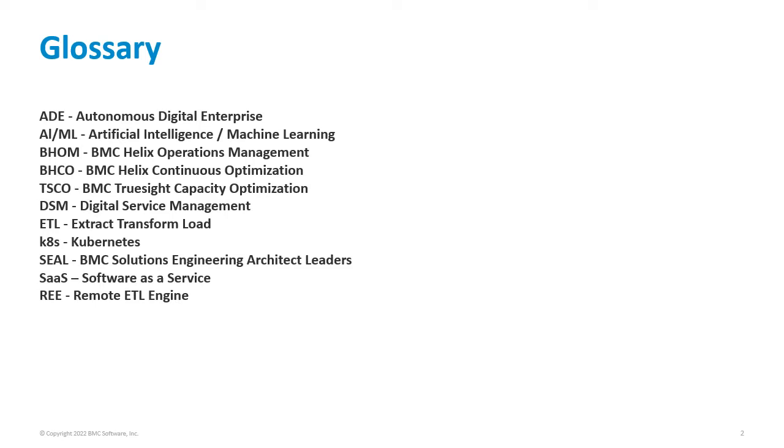Some of the glossary terms you will see in my presentation will be ADE, which stands for Autonomous Digital Enterprise, AI/ML for Artificial Intelligence Machine Learning, BHOM, which is the BMC Helix Operations Management Platform for Events and Monitoring, BHCO, the BMC Helix Continuous Optimization Platform, which is going to be the main subject of this discussion, TSCO, which is our previous BMC Truesight Capacity Optimization product, DSM, which is Digital Service Management, ETL, Extract Transfer Load, which is the technology we use in TSCO and BHCO for importing data into our environment, Kubernetes, which is a container orchestration technology, SEAL, which is the BMC Solutions Engineering Architect Leaders Team, SaaS, which is Software as a Service, and REE, which is a remote ETL engine.